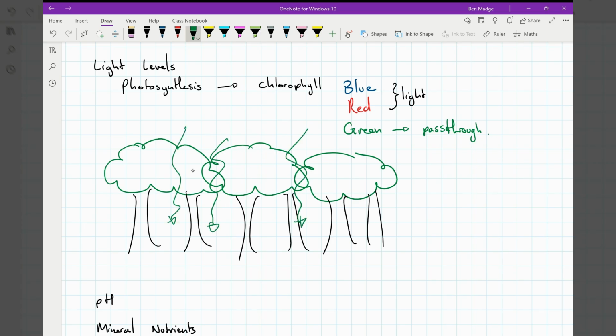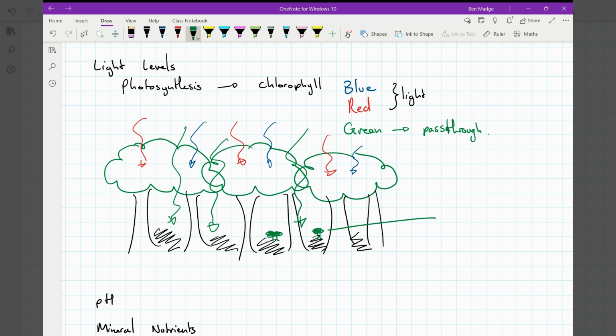So we have this shade. What light does get through is going to be more of the green wavelength, because the blue and the red are being absorbed by the chlorophyll. And this explains why we can see leaves as green. Plants that live beneath the forest canopy will have additional compounds to act as pigments to help them use the light that is getting through.